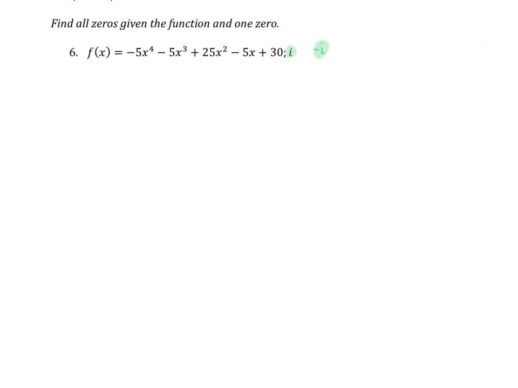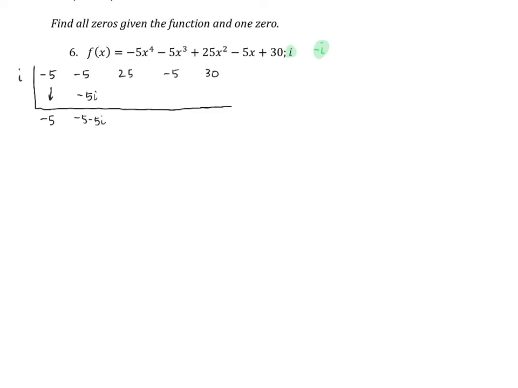So first, let's use the i. I'm going to be dividing by i, and I'm going to have to leave extra space between each piece because of the i. So I have a 4, 3, 2, 1, no exponent. So I've got all my terms there, not missing any. So negative 5, 25, negative 5, and 30. Hopefully I left enough space. So I'm going to start by bringing down the negative 5. When I multiply, I get negative 5i. These are not like terms, so I have negative 5 minus 5i.